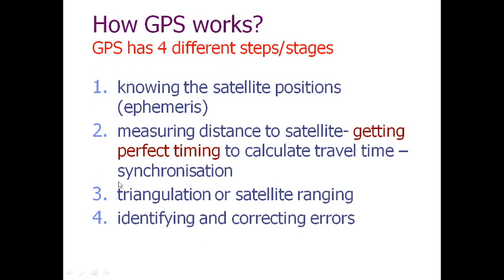These 2 clocks are independent. They will not be synchronized at all. Means, when it is 5 o'clock in the satellite clock, it may not be 5 o'clock in the receiver clock. So this is called a synchronization error. 2 independent clocks cannot be synchronized. So to have perfect timing, perfect travel time measurement, 2 clocks has to be synchronized. The clock at the satellite and the clock at the receiver has to be synchronized.